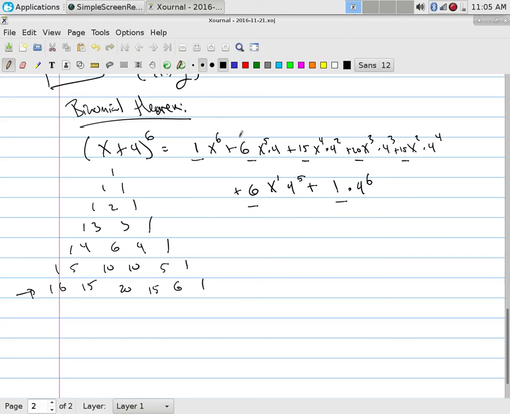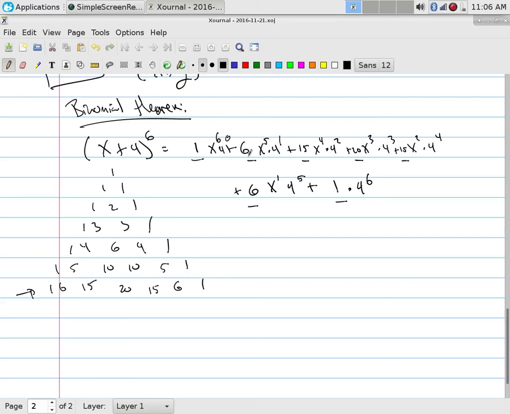I notice that the powers go x to the 6th, x to the 5th, x to the 4th, x to the 3rd, x to the 2nd, x to the 1st, x to the 0. Then there's a 4 to the 0, 4 to the 1, 4 to the 2, 4 to the 3, 4 to the 4, 4 to the 5, 4 to the 6. Anybody remember this? Anybody ever do that? Kind of, sort of. All right.